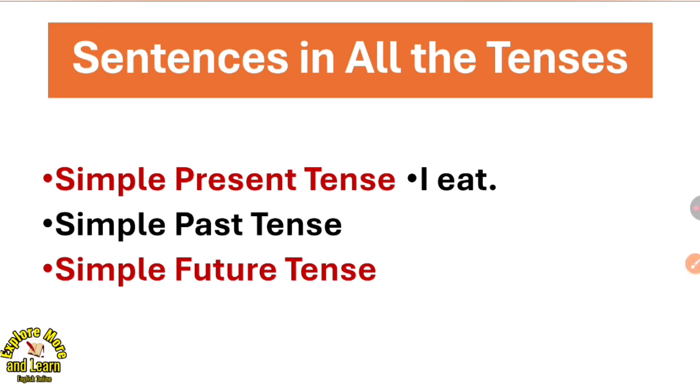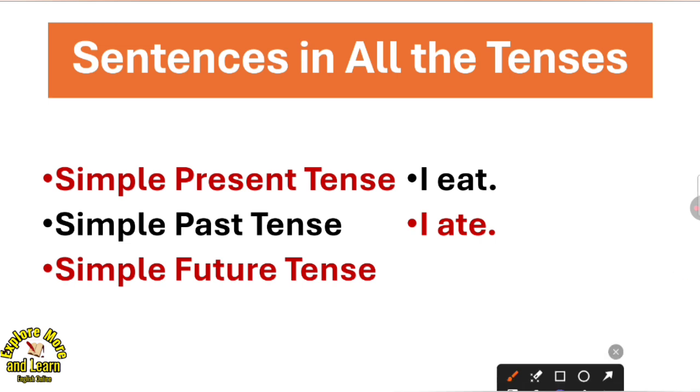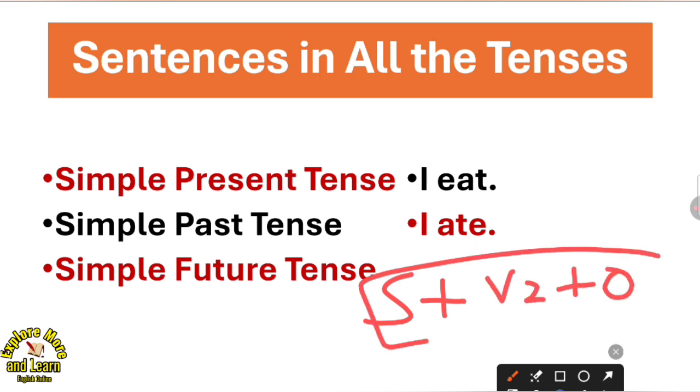How will you change it? It will be I ate. Suppose I say I eat an apple, you will say in simple past I ate an apple. What is the rule of simple past? Quick rule I'll tell: subject, then verb 2, that is the second form of the verb, then if an object is there you will use the object. For your quick understanding, I am not using any object here, but it's quite obvious. If you want, you can add one, like I ate an apple, I ate an ice cream, like that.